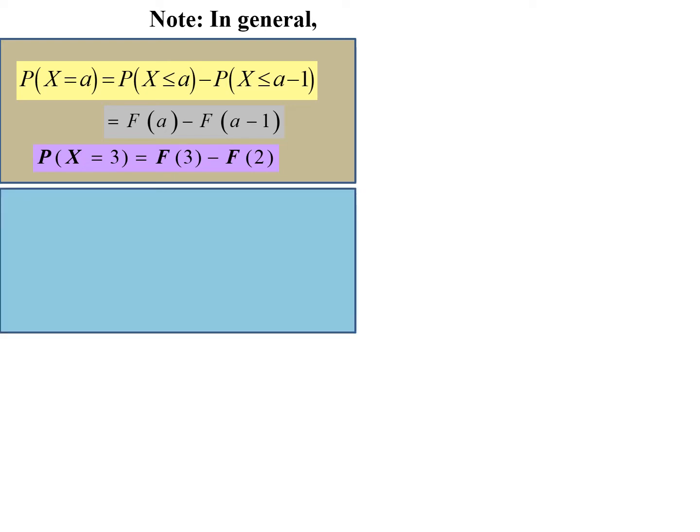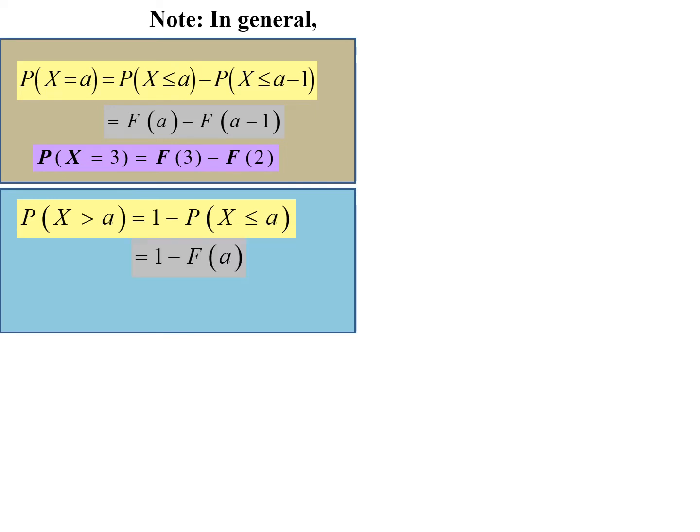Next, probability X is greater than a, we can write down as 1 minus probability X is less than or equal to a. It is equal to 1 minus F(a). The example, probability X is greater than 4 equals 1 minus F(4).